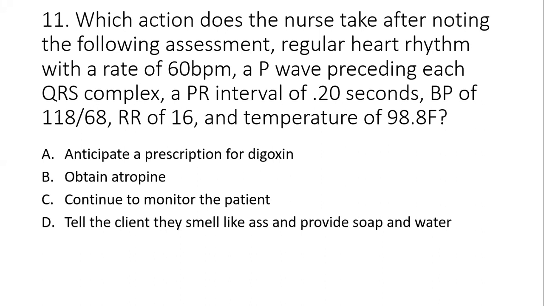Which action does the nurse take after noting the following assessment? Regular heart rhythm with a rate of 60 beats per minute, a P wave preceding each QRS complex, a PR interval of 0.20 seconds, blood pressure of 118 over 68, respirations of 16, and a temperature of 98.8. So, is there anything really concerning there? No, we're good. C.